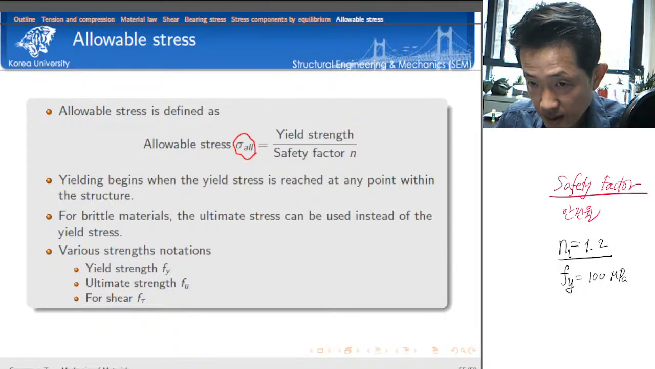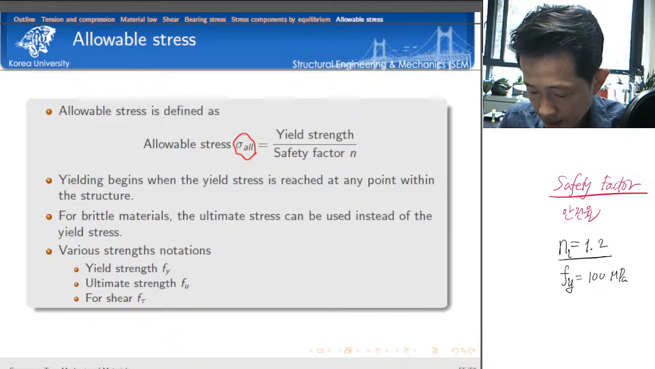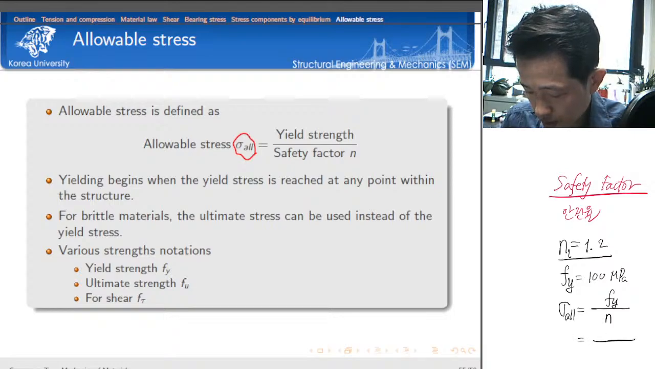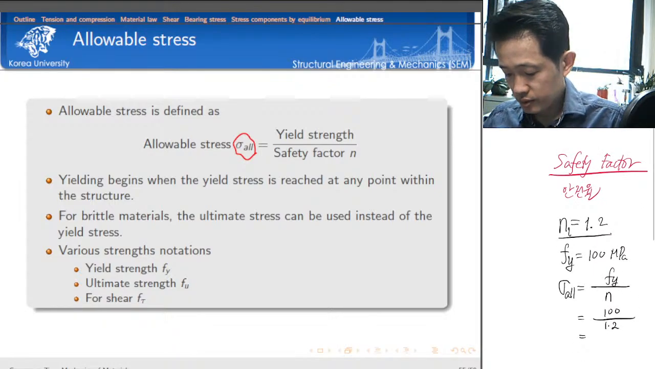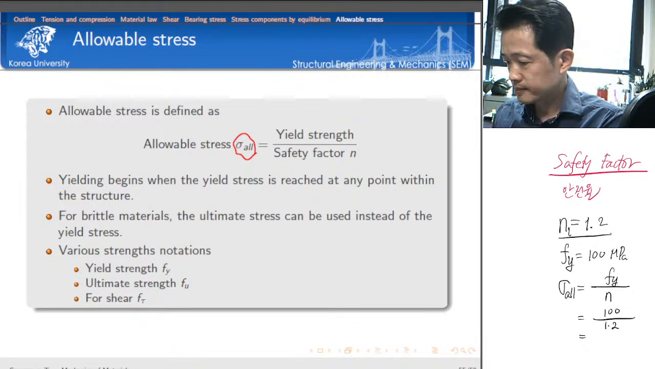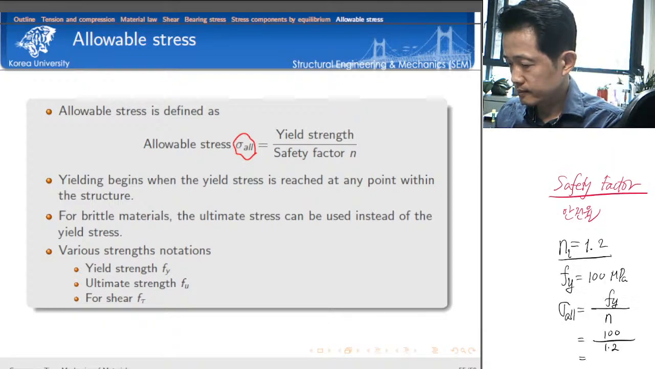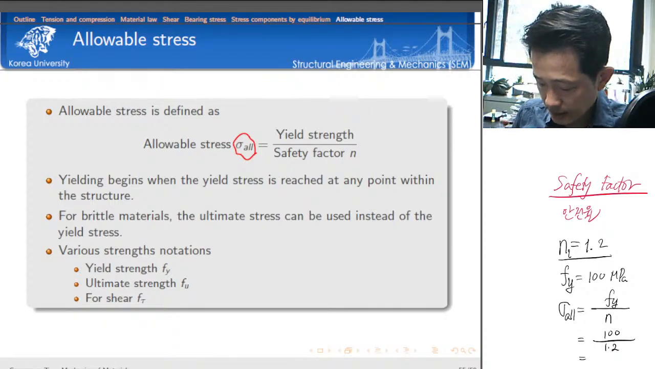Then the stress that I can use is what? The allowable value is Fy divided by the safety factor. Then this is equal to what? 100 divided by 1.2. If I use my calculator, it's around 83 megapascal.